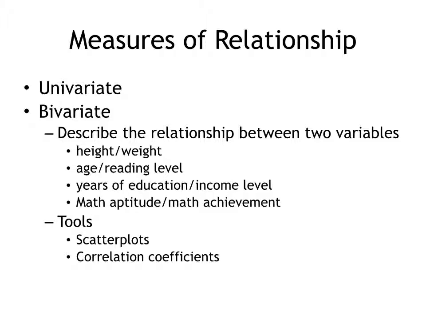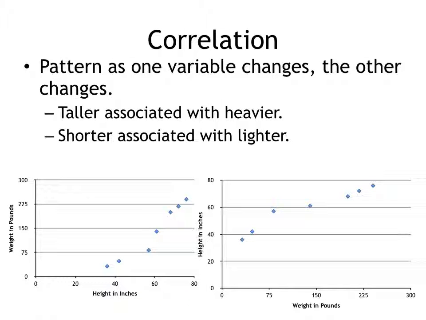This is important information. Other relationships: years of education and income level, you can find a pattern there. Definite relationship somehow between math aptitude and math achievement. All kinds of things that we want to describe the relationships of and can find some really interesting stories in our data sets. The two tools that we use and you need to be familiar with for understanding the relationships between variables are scatter plots and correlation coefficients. So let me talk first about correlation.